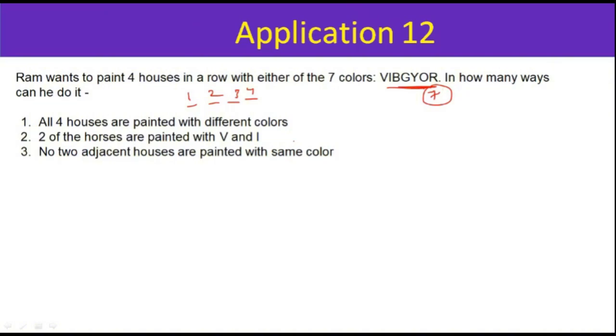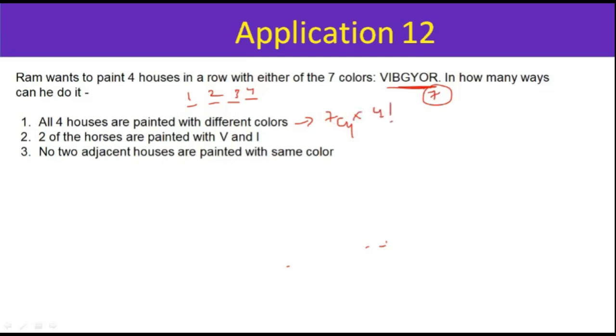For these 3 cases, let's look at this. All 4 houses are painted with different colors. Again, we have both the methods. If I have to solve it directly, all the 4 houses have to be painted different colors. So out of 7 colors, I will choose 4 colors in 7C4 ways. Once I have 4 colors, I can arrange them in 4 factorial ways.